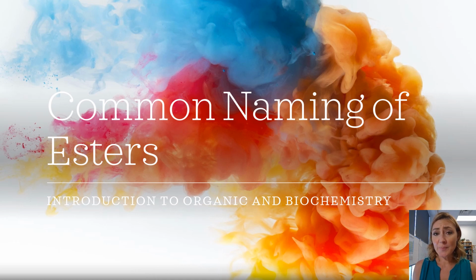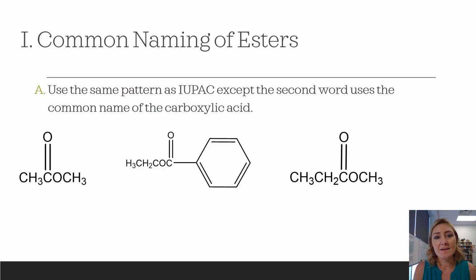We've learned the IUPAC way to name esters. Now we're going to learn the common naming system for esters. When you're doing common naming for esters, you're using the same exact pattern as IUPAC, except the second word is going to use the common name of the carboxylic acid. So I'm going to start just by naming the IUPAC name and then showing how the common name is different.